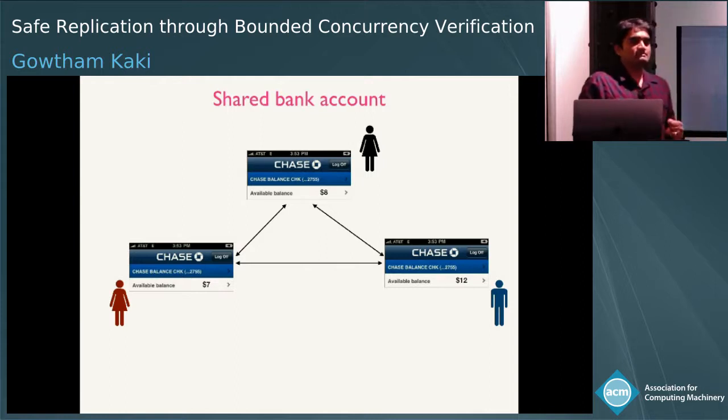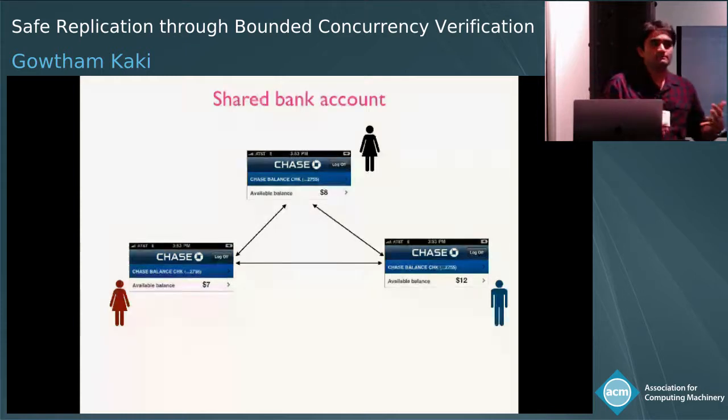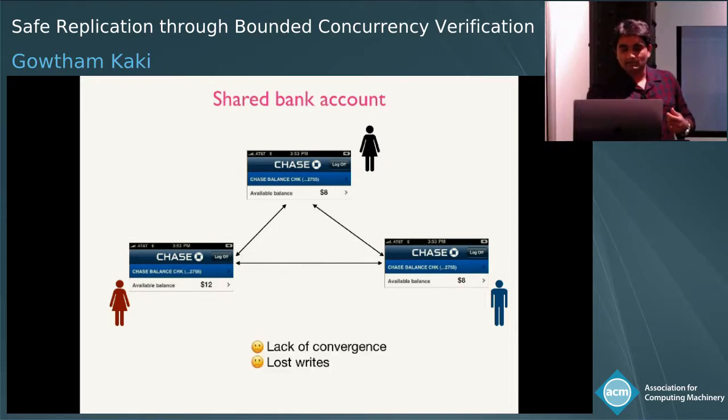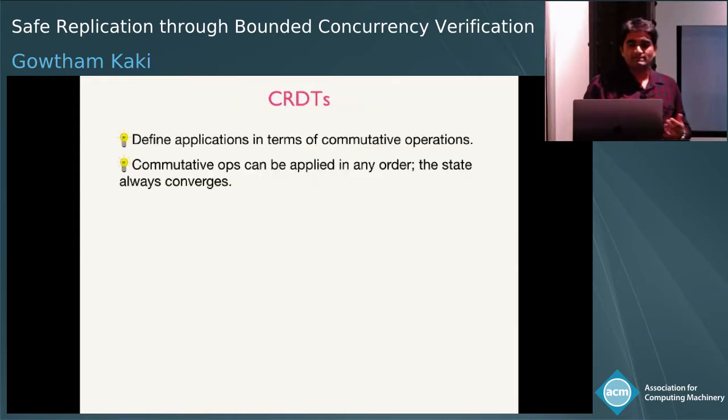The key takeaway from this example is that if you define the replicated shared state in terms of low-level effects such as reads and writes, we end up with lack of convergence and lost writes. Taking this observation, a few folks have tried to lift the abstraction at which replicated shared state is defined. The observation is that if you define the replicated shared state in terms of high-level data types with commutative operations, called commutative replicated data types, you can in fact get convergence. This is because commutative operations can be applied in any order and the state eventually converges.